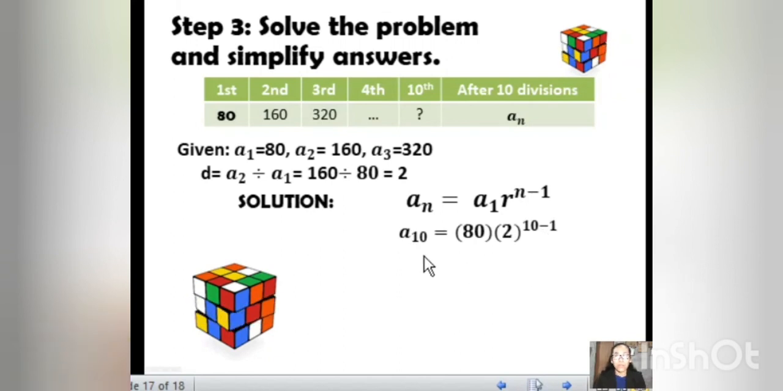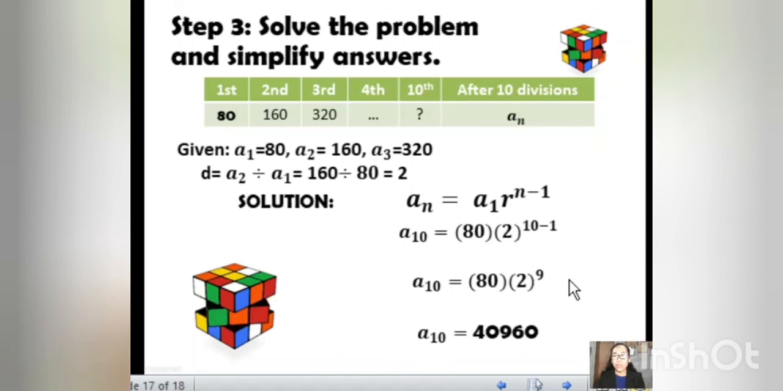So we have a sub 10 is equal to your first term, which is 80, multiplied by 2, your common ratio, raised to 10 minus 1. So simplifying further, we have a sub 10 is equal to 80 times 2 raised to 9, and that will give you a total of 40,960 viruses after the 10th division.